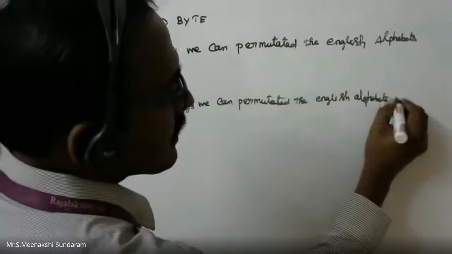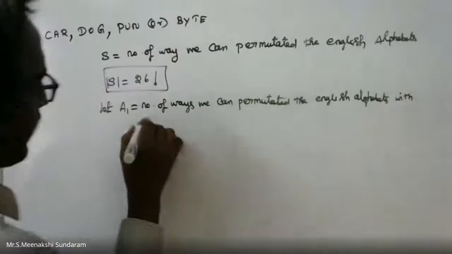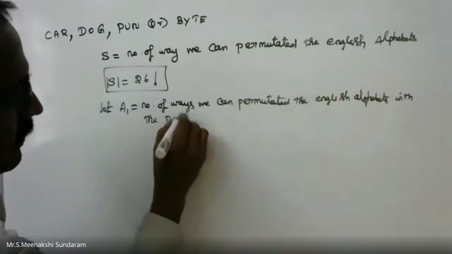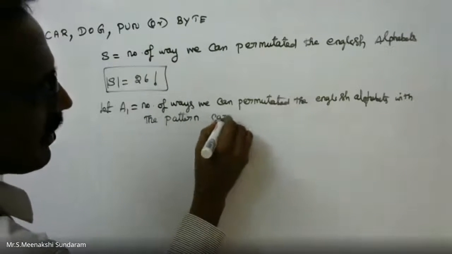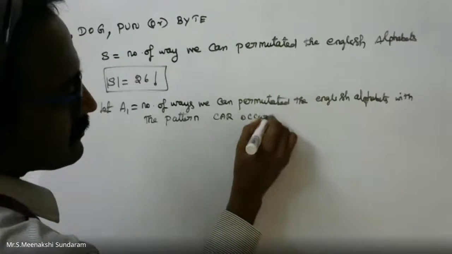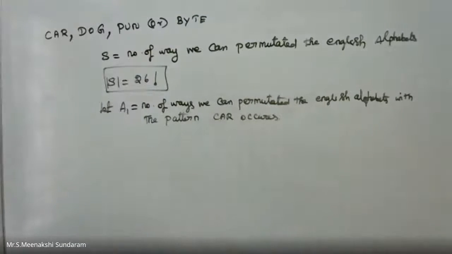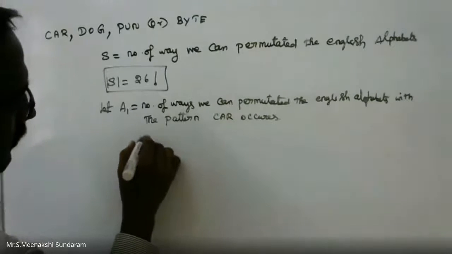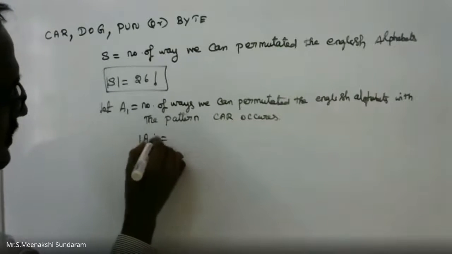English alphabets with the pattern CALL occurs, or you can add CAR. How many ways is this possible? Students, can you tell anyone how many ways this is possible? Modulus of A1, how many ways is it possible?